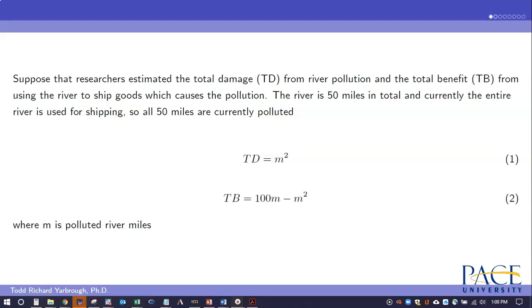So here we have two functions. We have a total damage function and a total benefit function. We can see that both functions are themselves made up only of river miles, and this is river miles polluted. So the total damage basically is equal to the square of the river miles polluted, and the total benefit is equal to this particular function. Just notice that the only thing that shows up in this function is polluted river miles. It can be a little confusing sometimes, but just, again, keep in mind, these are polluted river miles.